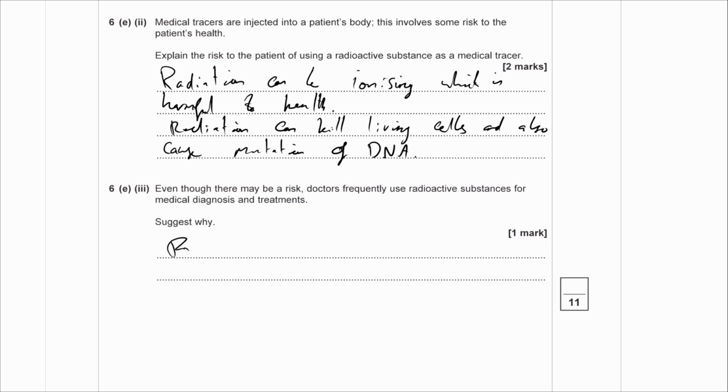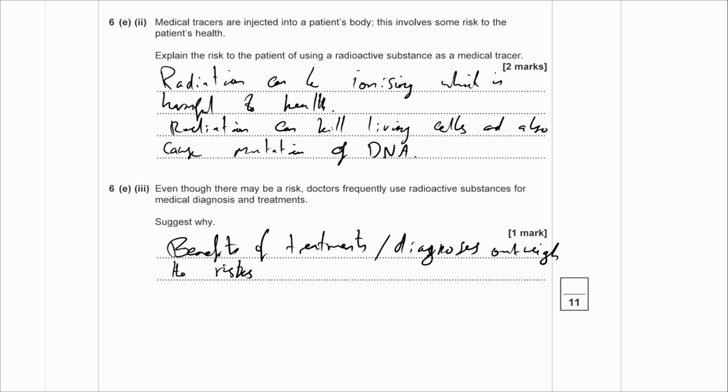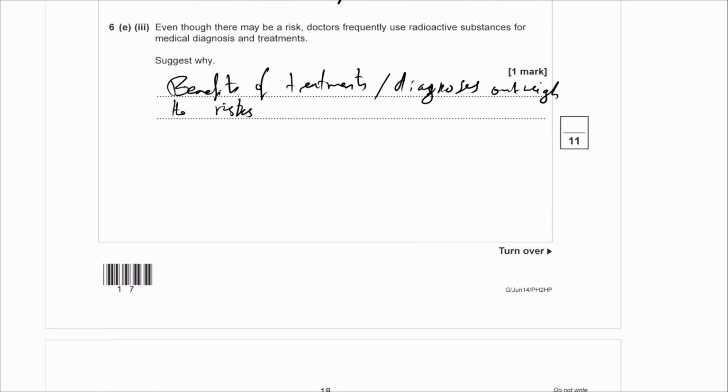So benefits of treatments / diagnoses outweigh the risks. All right, and then that would be the end of question 6.